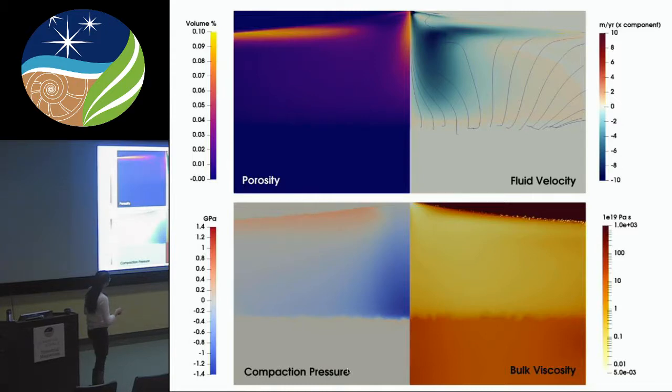And then this is the bulk viscosity, where you have less resistance to compacting and decompacting in the melting region. And that's because it's actually a function of shear viscosity and porosity.